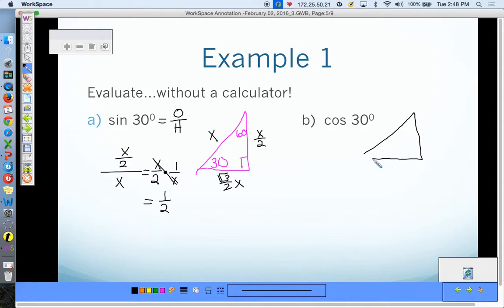Cosine of 30, oops, we don't need to draw that again. Adjacent over hypotenuse. So adjacent 30, square root of 3 over 2, x. Our hypotenuse is x. Well, this would just equal the square root of 3 over 2.